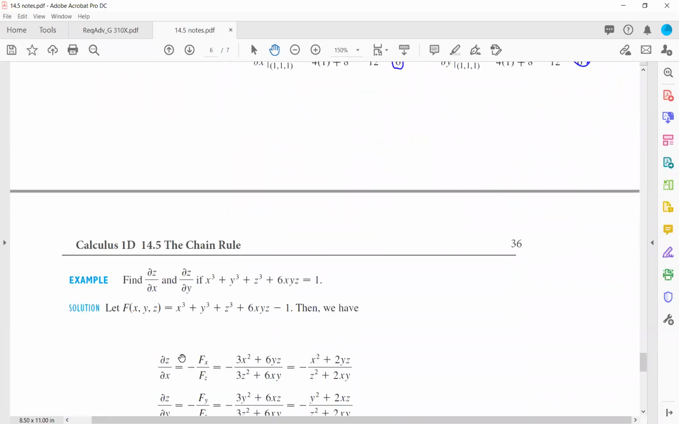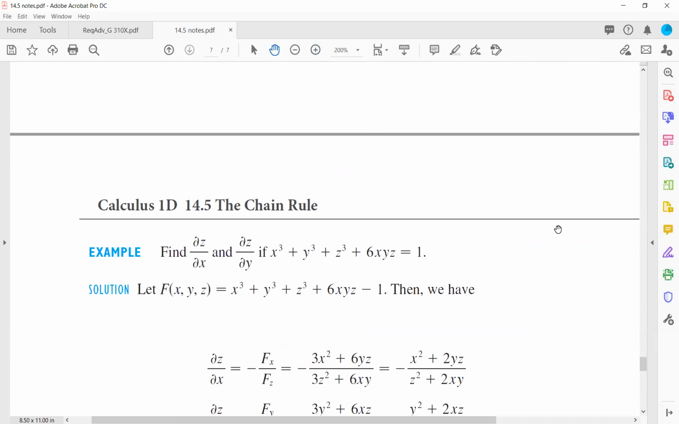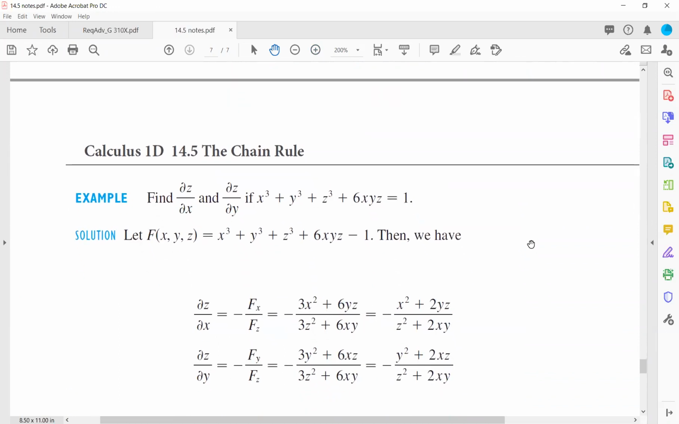On the next page, we have another example. Here you have a function in 3 variables, x cubed plus y cubed plus z cubed plus 6xyz equals 1. The question says find the partial derivative of the function with respect to x and y. Okay, perfect. First, let us subtract 1 to have all numbers on one side.